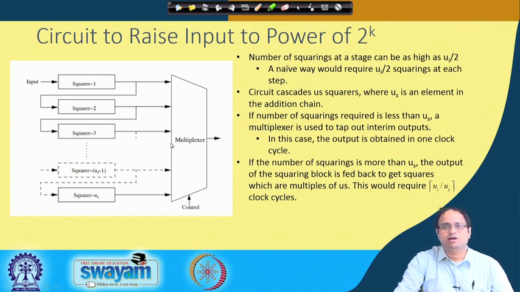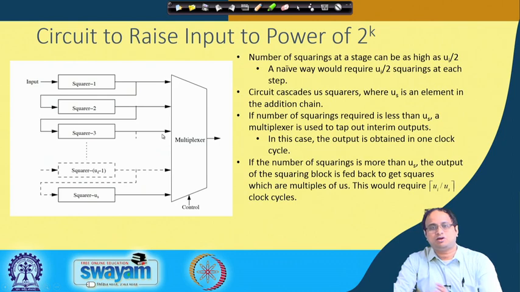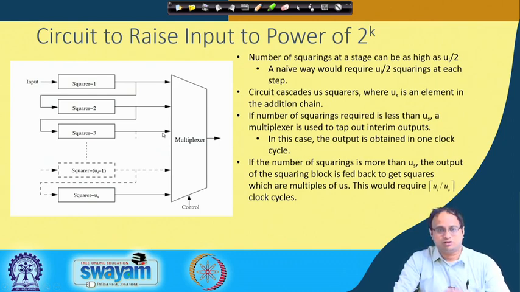So, depending upon how many squarings you have, you essentially have to configure your hardware. You have to either give the output after one clock cycle, or you have to spend more clock cycles for getting the result.